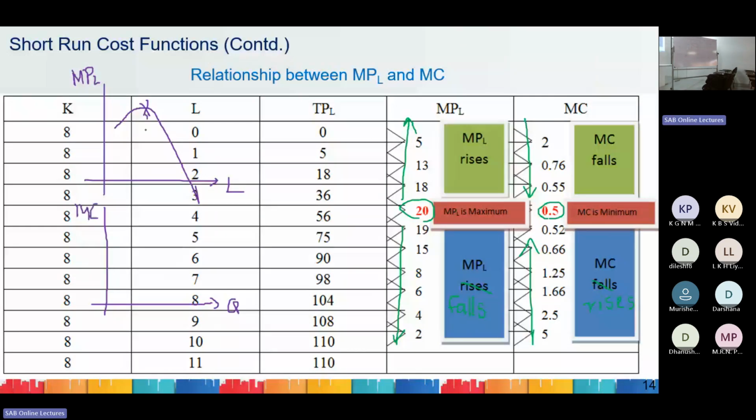When marginal product of labor is maximum, marginal cost is minimum. So when marginal product of labor is increasing, marginal cost is decreasing. When marginal product of labor is at its maximum, marginal cost is at its minimum. When marginal product of labor is declining, marginal cost is increasing.